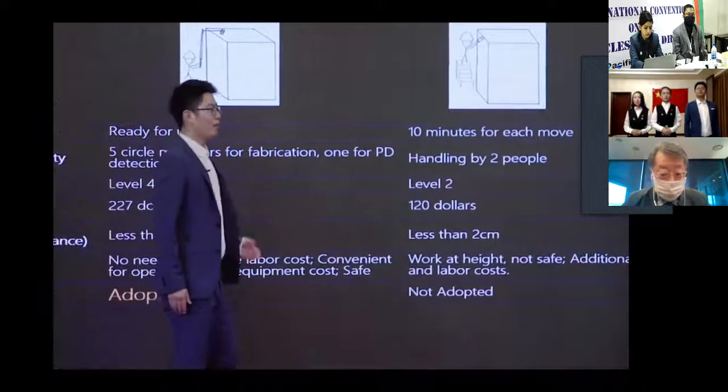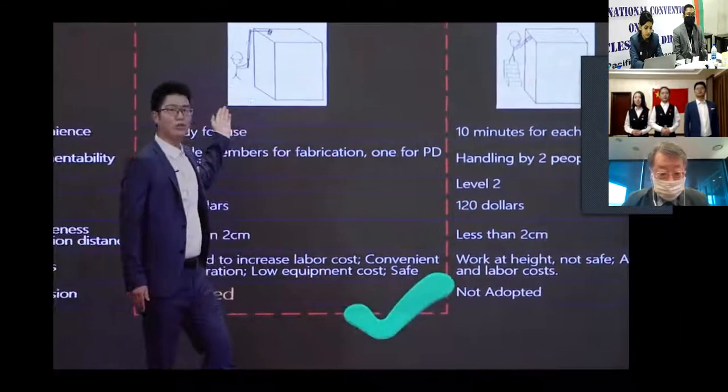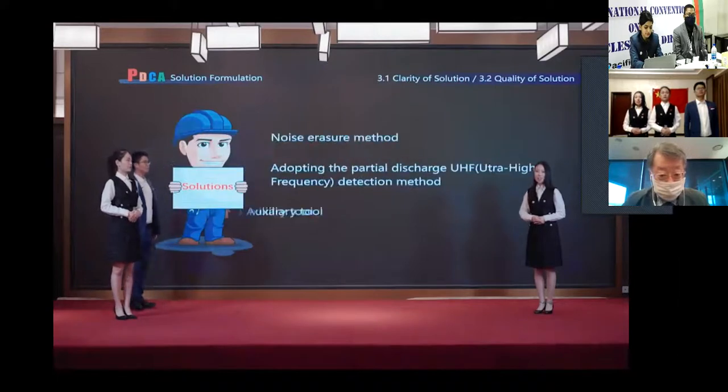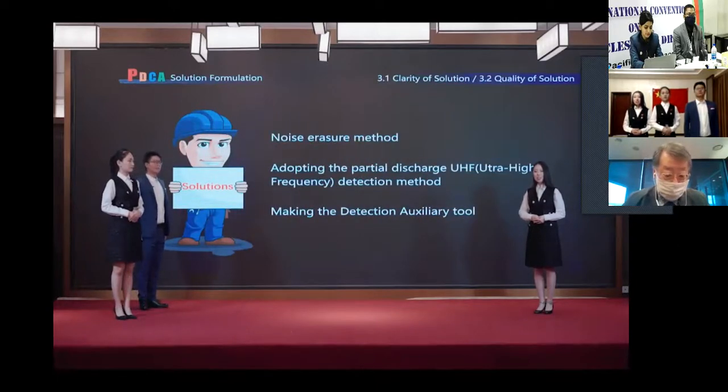For root cause 3, we select the detection auxiliary tool to shorten the detection distance. We use PDPC method, and furthermore, we optimize 4 parts of the tool to get the best countermeasures in root cause 3. In conclusion, the best countermeasures of the 3 root causes are noise erasure method, adopting the partial discharge UHF detection method, and making the detection orientation.